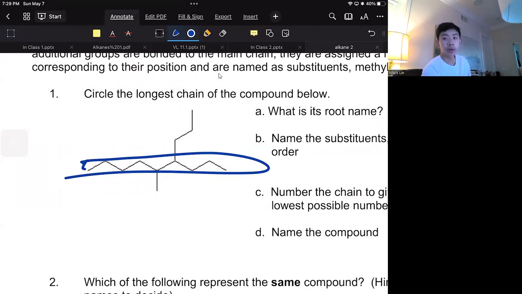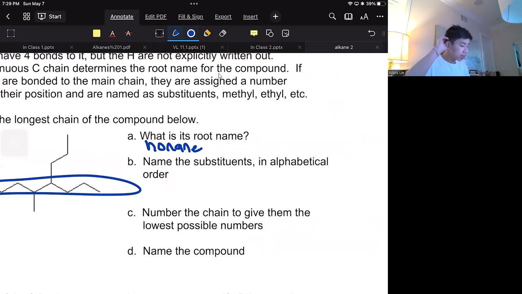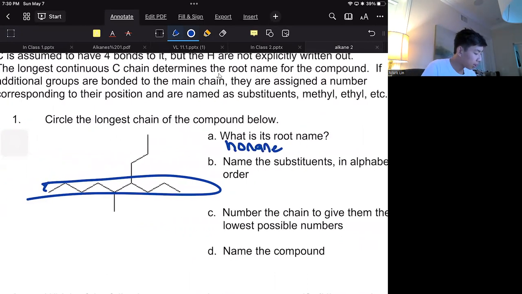All right, what is its root name? Since there's 9 carbons, its root name will be nonane. We'll name the substituents in alphabetical order. So we need to know which way it's going. Is it going to go left to right or right to left?